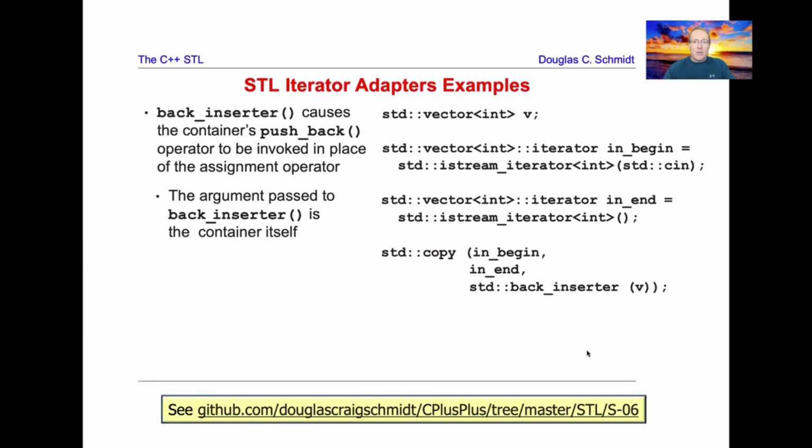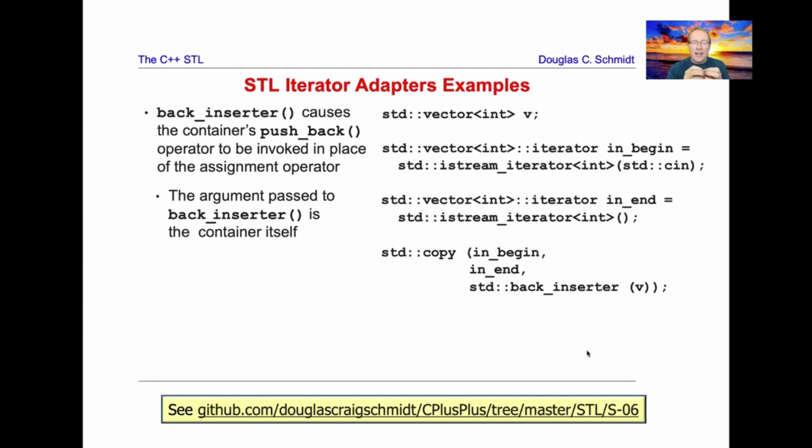Okay, I'm going to show you some examples now that are going to talk about these different adapters, and we're going to talk about back inserter and front inserter and inserter and so on. They all have sort of the same variation on a theme. What they're going to do is create what looks like an iterator from the point of view of an algorithm like copy, in this case, an output iterator from the point of view of an algorithm like copy.